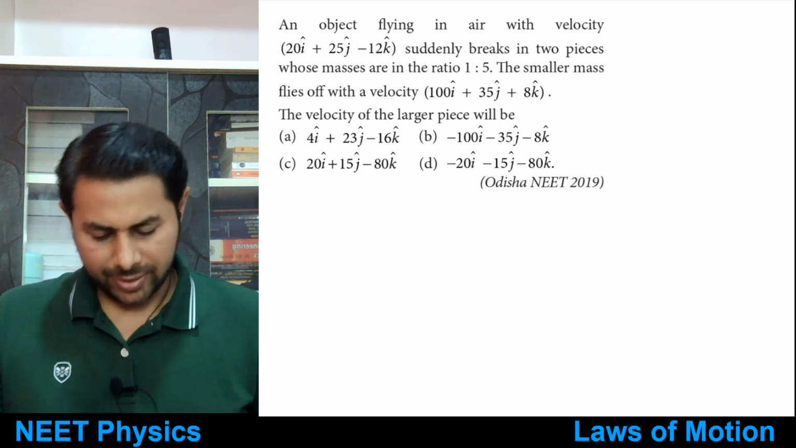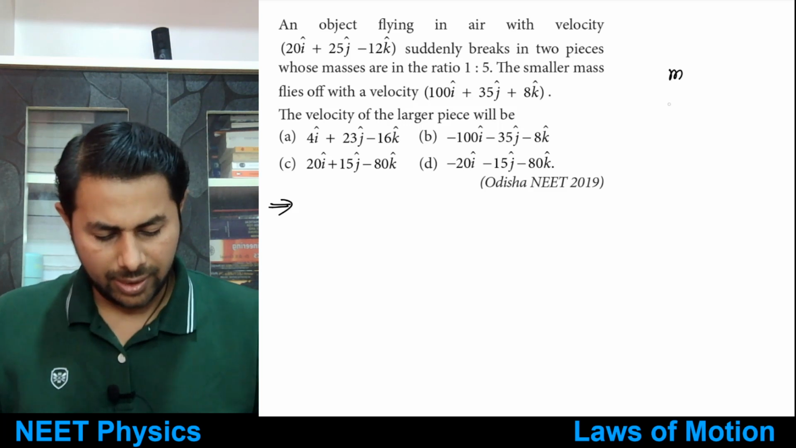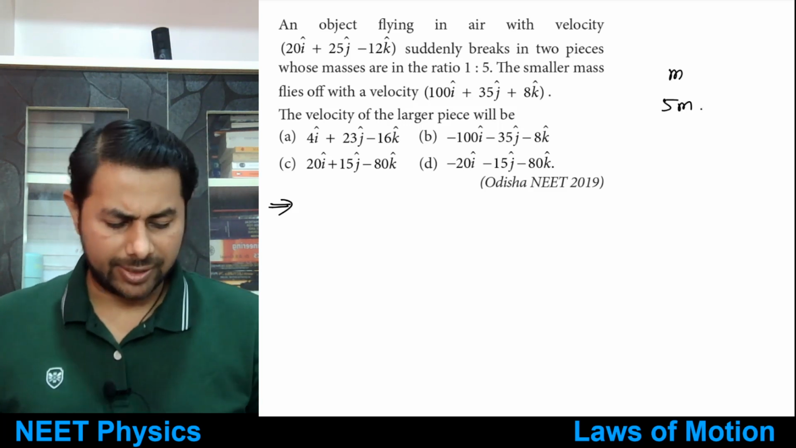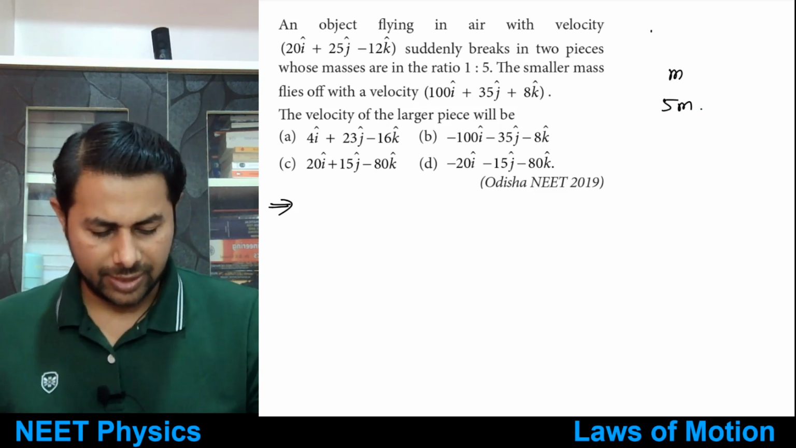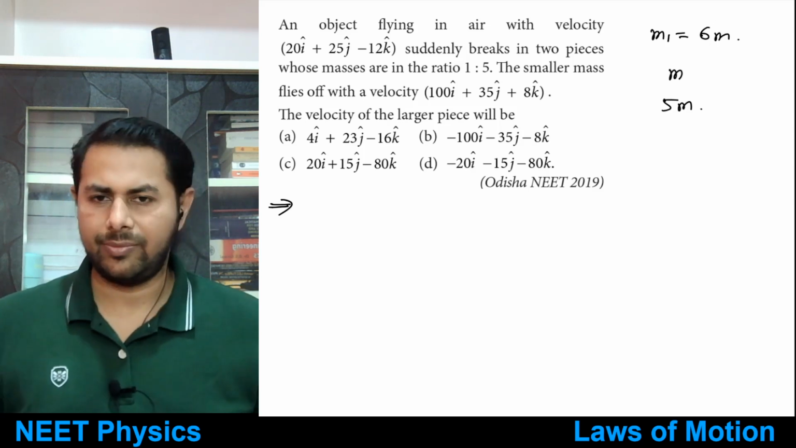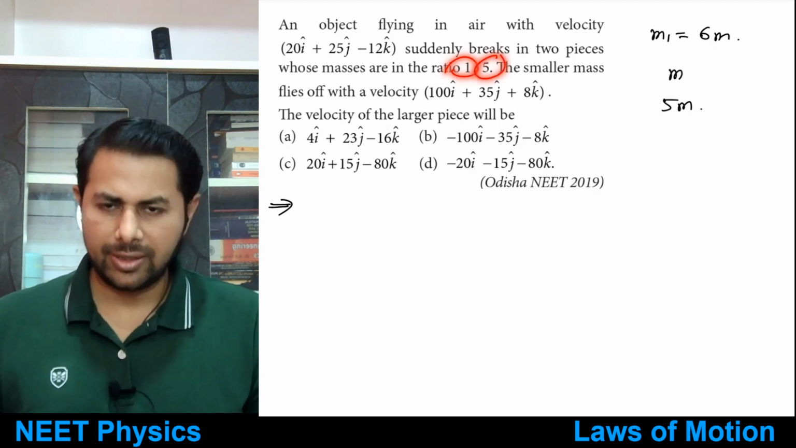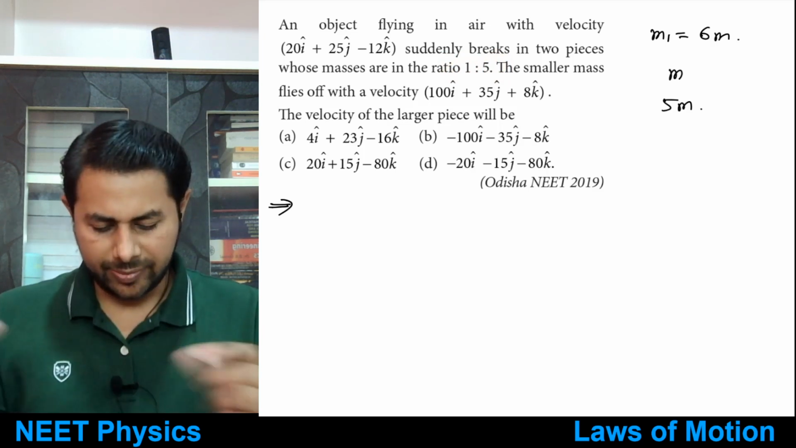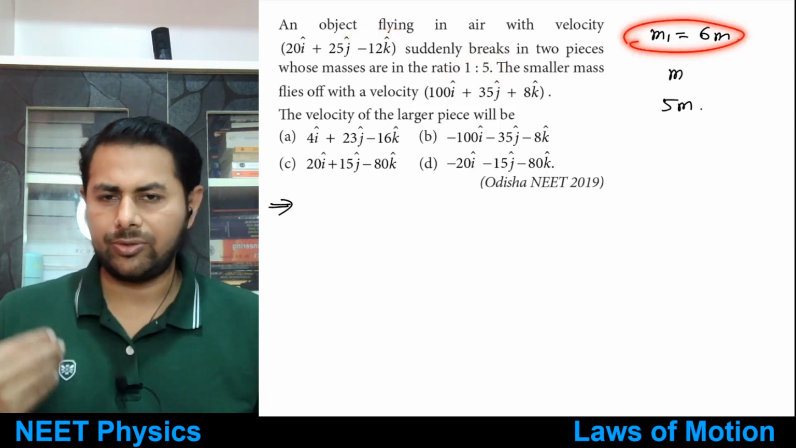Okay, so let's suppose the smaller mass has mass m, then the other one will have mass 5m, and the initial mass, you can say m1, so m1 is equal to m plus 5m, which means 6m, right? So let's say the smaller one has mass m, the bigger one will have mass 5m, and because it's one piece or one object which is breaking into these two pieces, its mass would be equal to 6m.